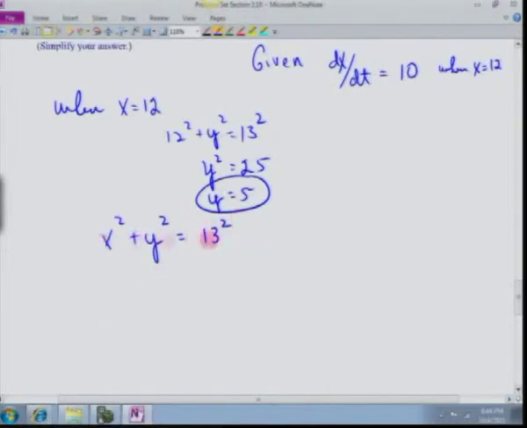All right, let's take the derivative of this, because we need some dx/dt, some dy/dt. We need some of that stuff. So what do we get when we take the derivative? 2x dx/dt plus 2y dy/dt equals 0.